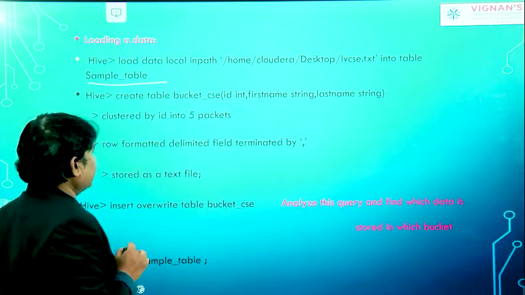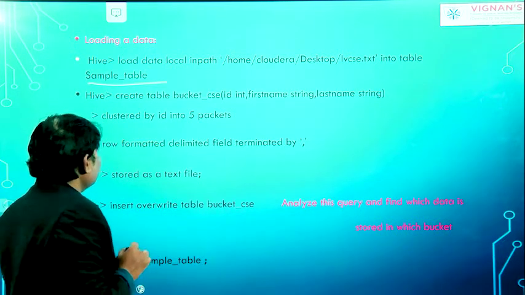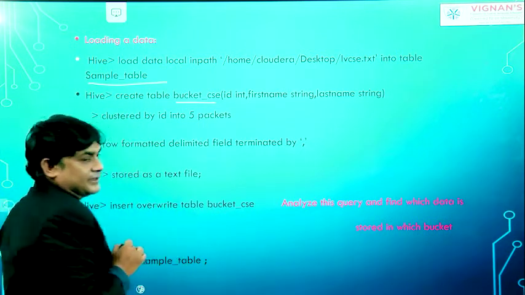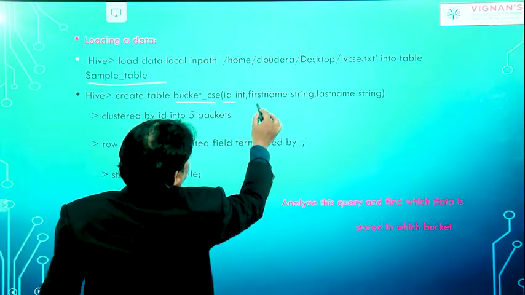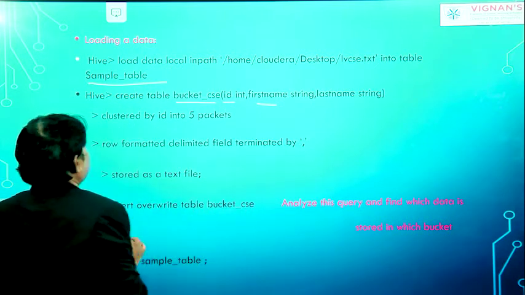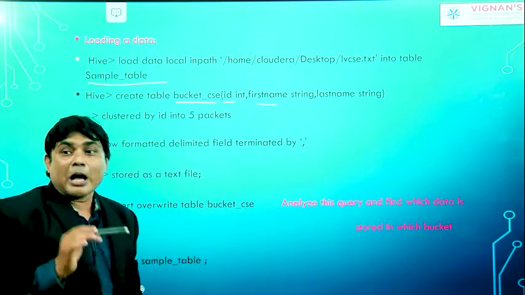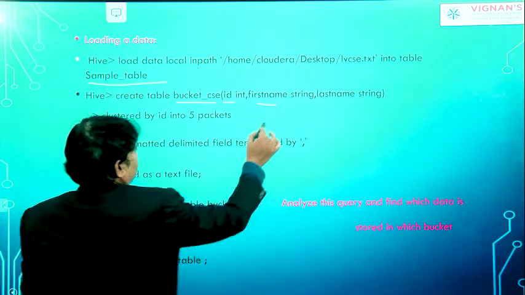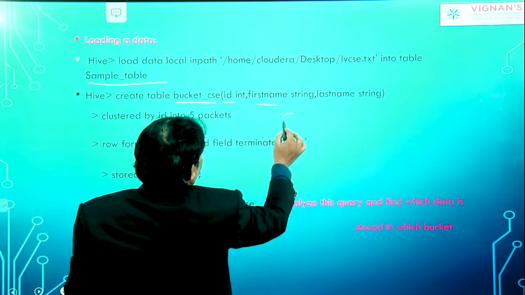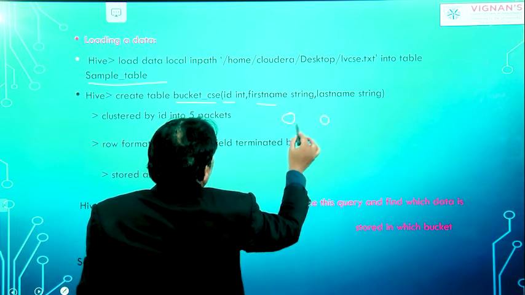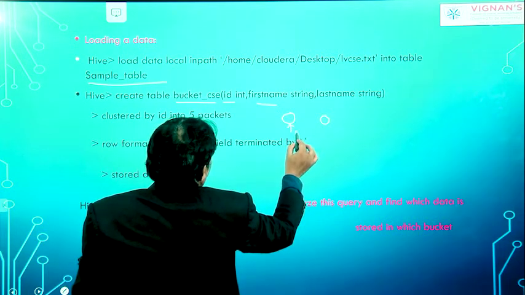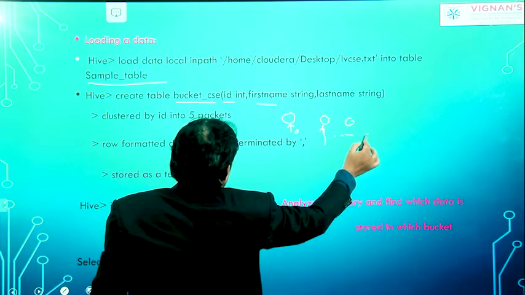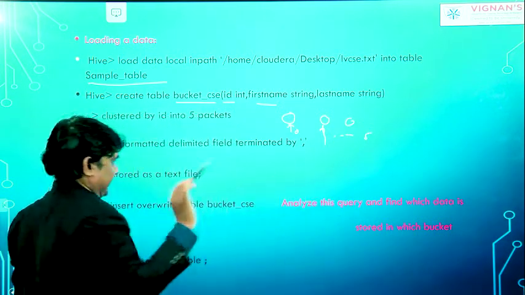To perform bucketing, I am going to create a table called bucket_cac. In this table, I have the ID, first name and last name as it is. And how many buckets am I going to create? Totally 5 buckets, starting from 0. 0 is one bucket, 1 is one bucket, like this we have totally 5 buckets.